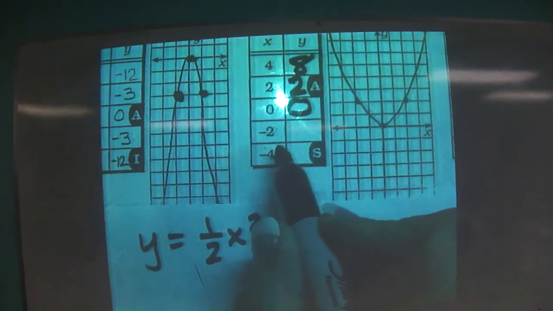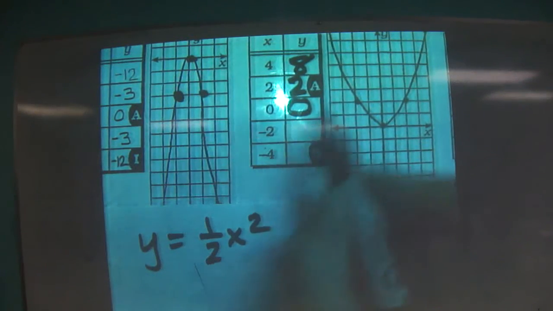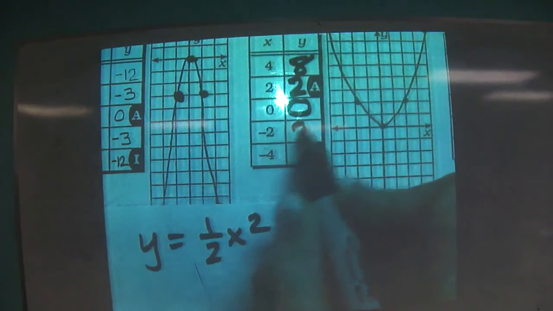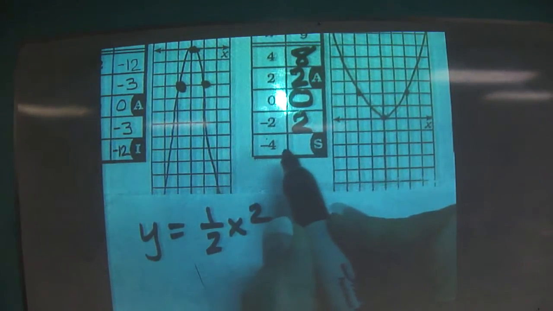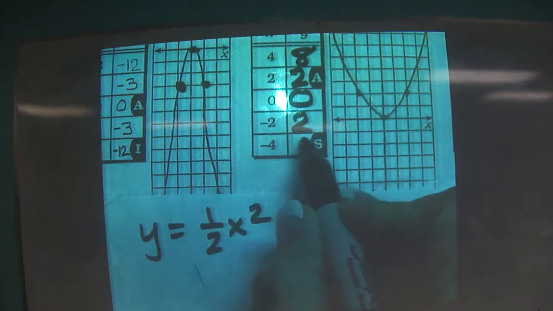Negative 2 to the second power: negative 2 times negative 2 is positive 4. Half of positive 4 is 2. Negative 4 times negative 4 is positive 16. Oh wait, I said the wrong thing. Half of 16 is 8.